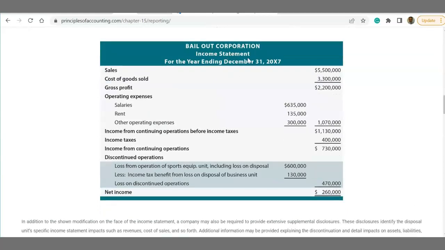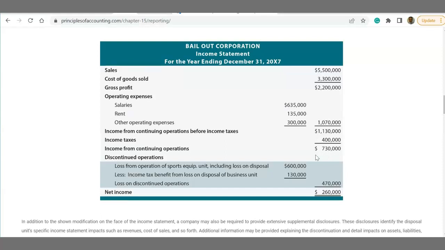So, company name, the report for the year ended December 31st of 2017. Sales is 5.5 million, cost of goods sold, then gross profit is 2.2. Very good. Then we go to operating expenses, which are general and selling administrative expenses. We list all those operating expenses and add them up, and we come to income from continuing operations before income tax of 1.1 million, 1,130,000. Income tax will be deducted from that, and then you have income from continuing operations of 730. Up to here, we are good.